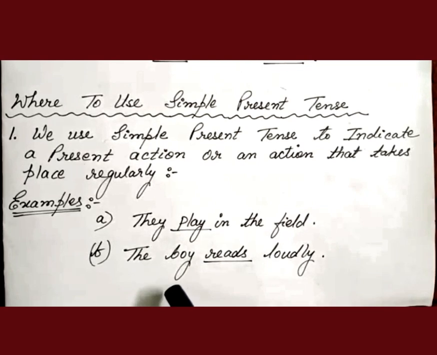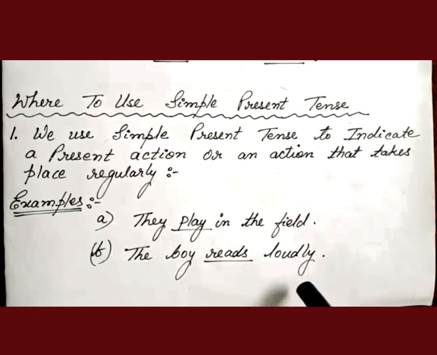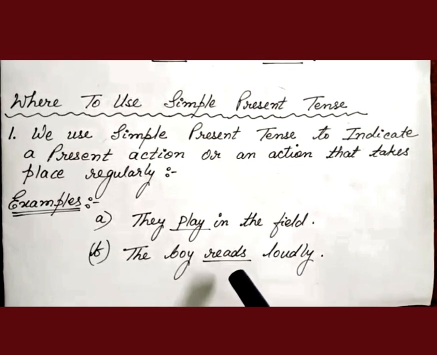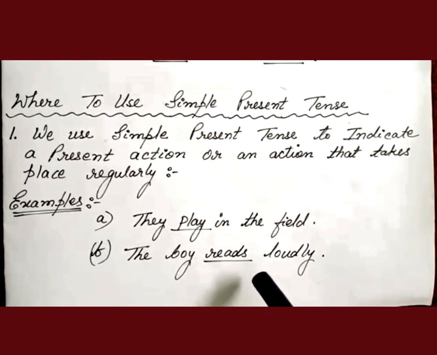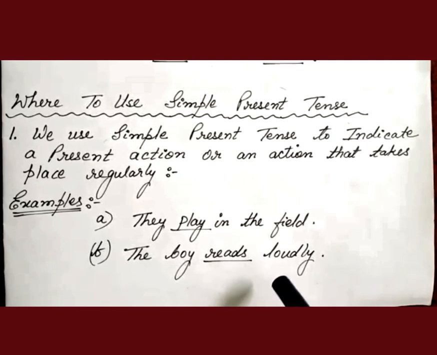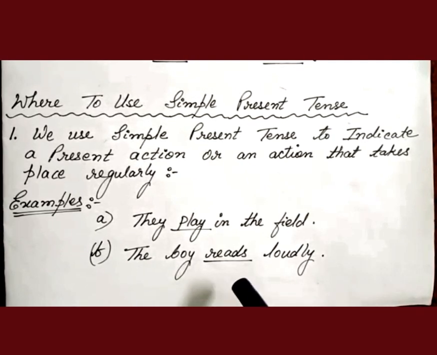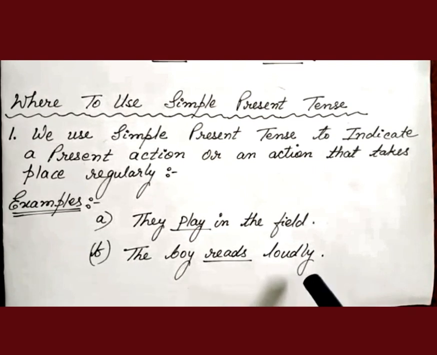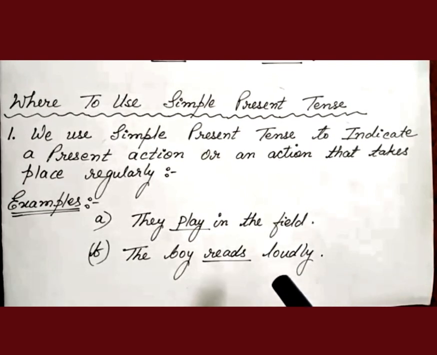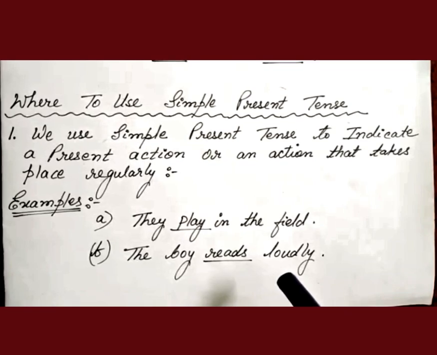The second example again, the boy reads loudly. That means this boy is used to reading loudly, and again this is an action that takes place regularly. Whenever the boy reads, he reads loudly. Hence, this also gives us an indication that this particular sentence is in simple present tense form.